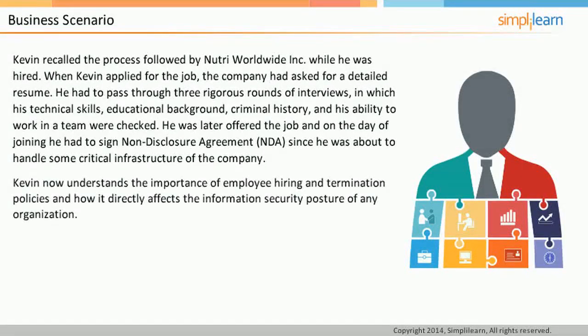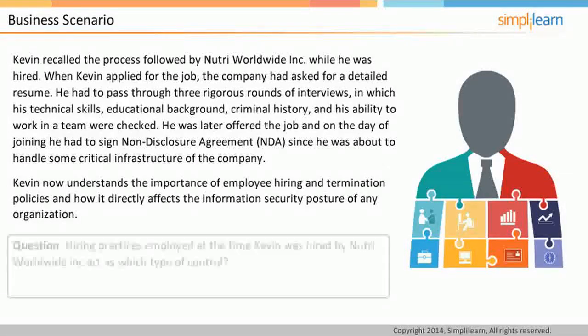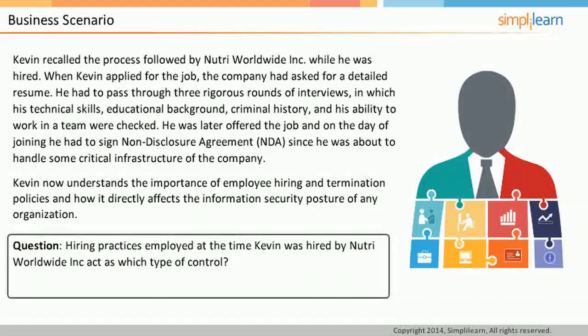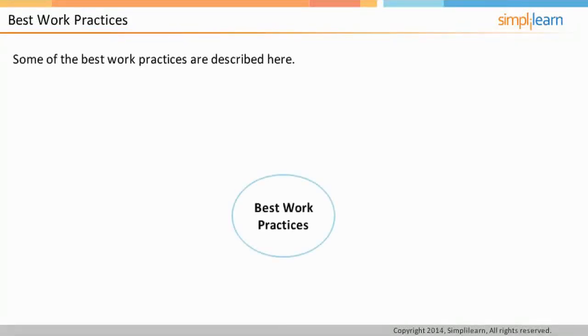Kevin now understands the importance of employee hiring and termination policies and how they directly affect the information security posture of any organization. Hiring practices employed at the time Kevin was hired by Nutri Worldwide Inc. act as which type of control? They are preventive type controls. Some of the best work practices are described in this screen.